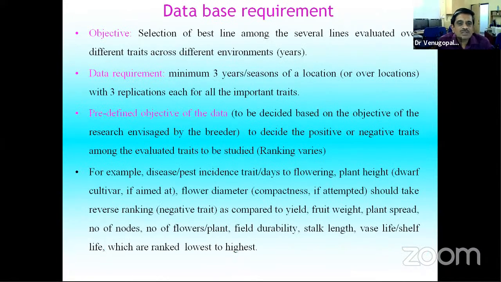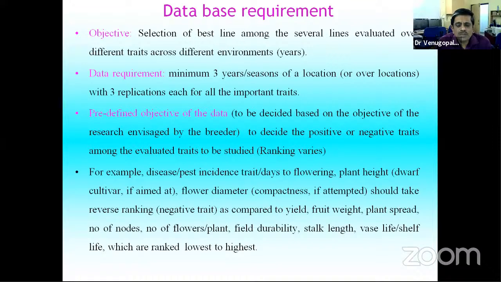So what is the data requirement? Minimum 3 years, three seasons, either in a location or over locations, is required. So what is the objective of the breeder? He has to select the best line among the several lines evaluated over all the traits he has considered. Here, one more rider I introduced, that is a predefined objective of the data. Suppose you allow the statistical package to do this analysis, then it will assign the rank from top to bottom. If it is for yield, then it is not a problem. Suppose it is for a disease resistance character, then the evaluated lines should be ranked reversely.